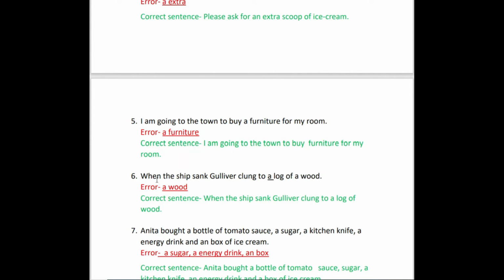Number 6. When the ship sank, Gulliver clung to a log of wood. Here the usage of a before log is correct, but the error comes here: a wood. Can you count the wood? Sorry, we can't count the wood. We can't write a wood. The correct answer is: when the ship sank, Gulliver clung to a log of wood.